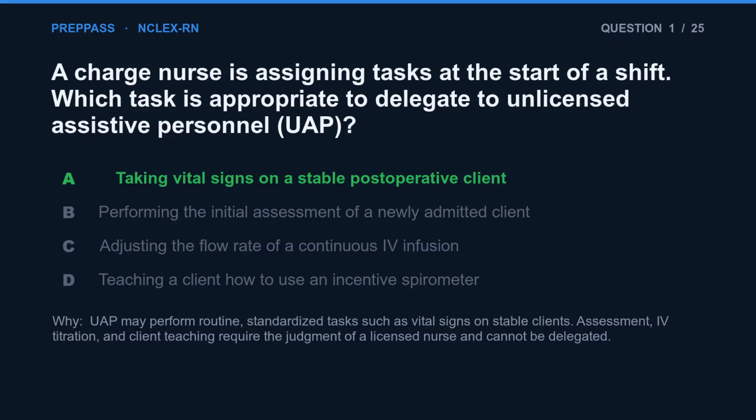The correct answer is A. UAP may perform routine, standardized tasks such as vital signs on stable clients. Assessment, IV titration, and client teaching require the judgment of a licensed nurse and cannot be delegated.